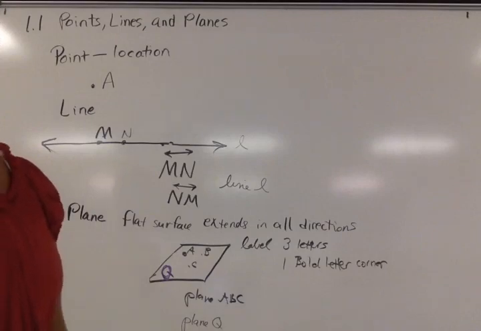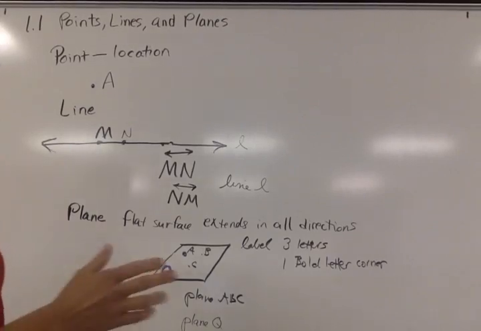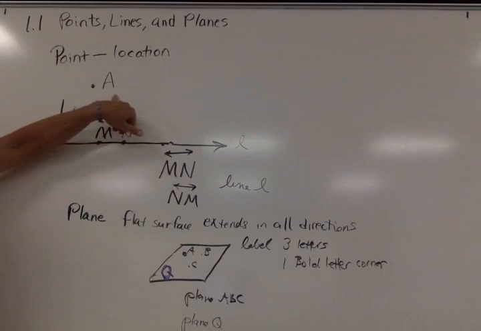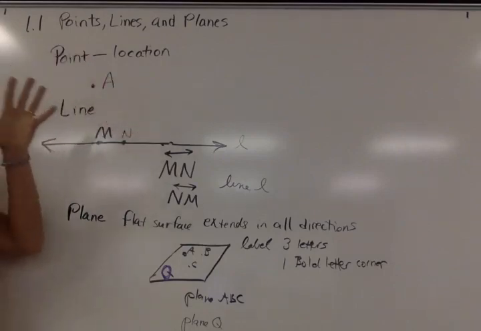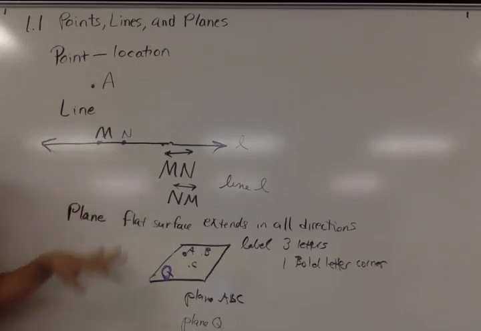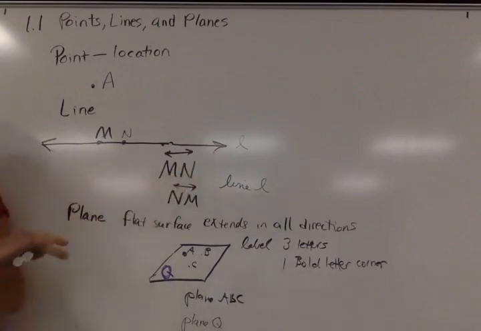When it doesn't have a point next to it, then I can just use just the one letter. So when I'm trying to talk about points, a GPS would give you a location. That would be a point. When I'm thinking about maps, a road would be considered more of a line. A plane would be like the whole continent, a whole flat surface going all the way across.